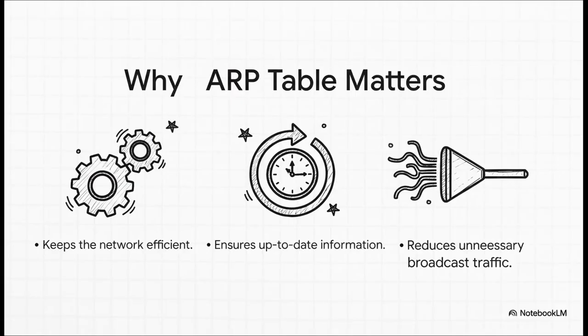So, when you put it all together, the ARP table is giving us three massive benefits. First, it keeps things efficient because devices don't have to shout for an address every single time. Second, that aging process we talked about makes sure the information is always fresh and accurate. And the result of those two things is the third benefit. It massively cuts down on all that noisy, unnecessary broadcast traffic.